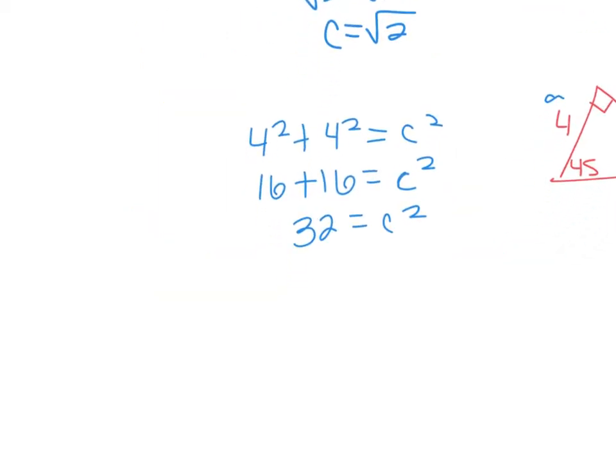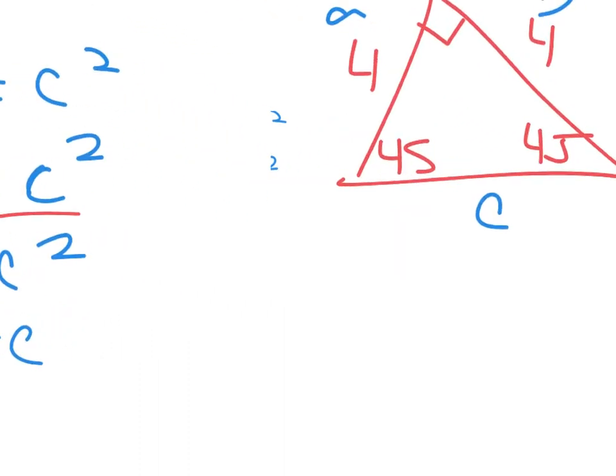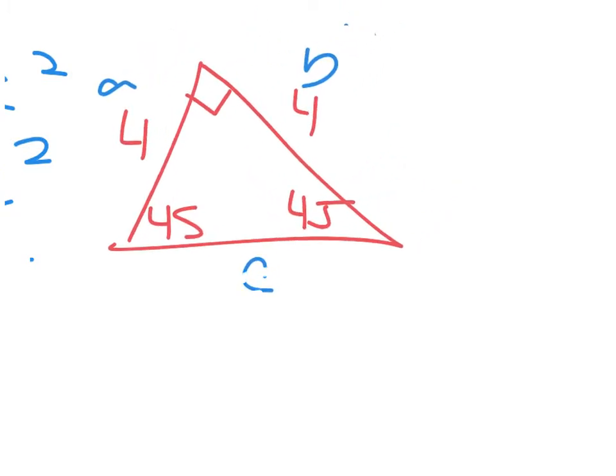All right, so then you're going to take the square root. And you can't take that square root evenly, so we have to break it up. So 32 breaks up into 16 times 2. I know that because I just added them together twice. So this becomes 4 square roots of 2. So C equals 4 square roots of 2. So now, let me erase this. I'm going to put 4 square roots of 2.